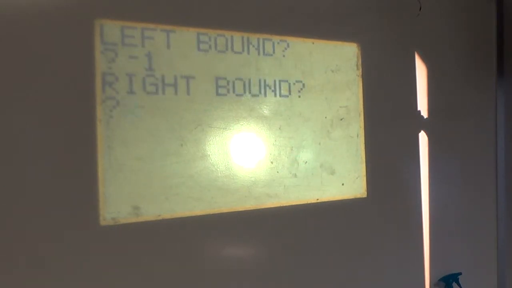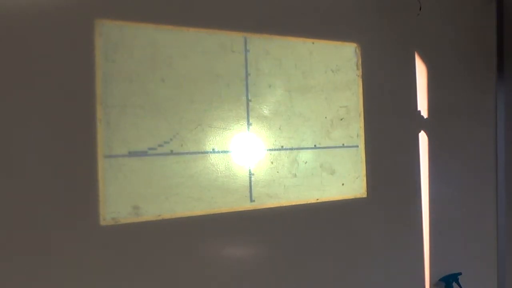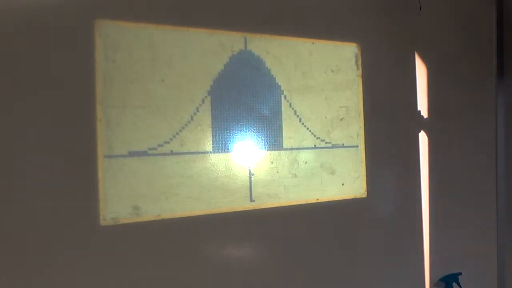Right bound, +1. It's going to draw you a curve. It's going to shade you 1. It's going to come back and tell you it's about 2/3, 68%, 68.25%.